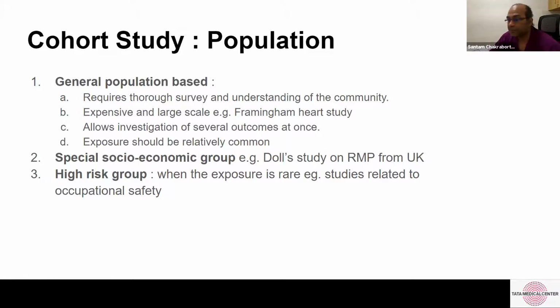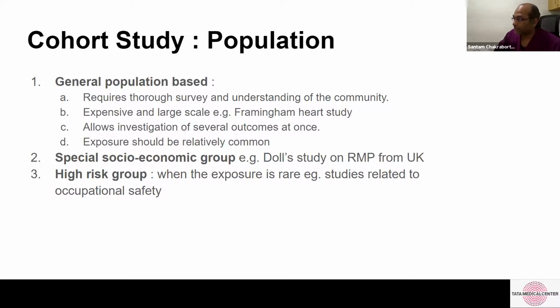Cohort studies can be general population based, and I think all of you have heard of the Framingham Heart Study. It was a very important cohort study which gave us a huge amount of insight on the biology and the pathology of cardiac diseases. General population based cohort studies allow investigation of several outcomes at once. So once you have a defined cohort, you're no longer limited to cardiac disease. You can think of looking at depression, Alzheimer's disease and so on.